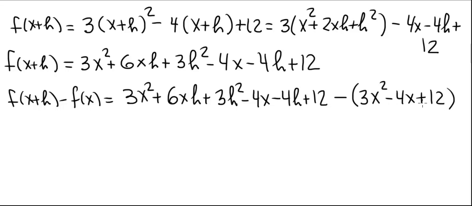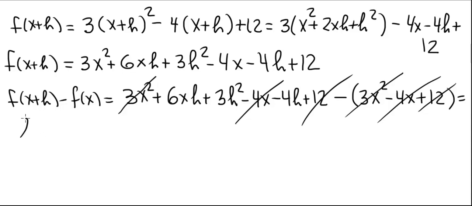Now when we cancel, everything without the h should cancel. Here's 3x squared minus 3x squared, minus 4x minus a minus 4x. That's 0. 12 minus 12, that's 0. The only things that survive have an h factor. So we can now factor h out. And this is h times 6x plus 3h minus 4. And that's the end of this step.